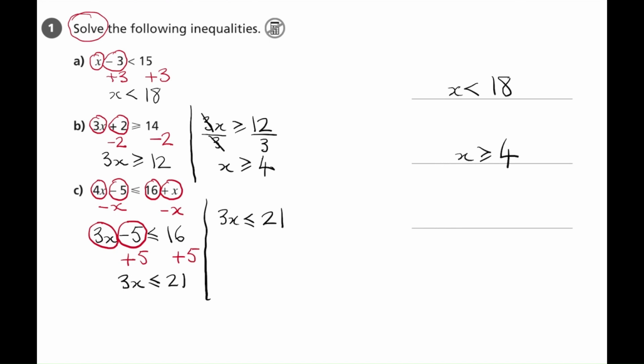Again, 3x is 3 multiplied by x, so do the reverse, which is to divide. Divide by 3 at both sides. The 3 cancels, leaving you the x on its own. Symbol stays the same, and you've got 21 divided by 3, which is 7. So the final answer is x is less than or equal to 7.